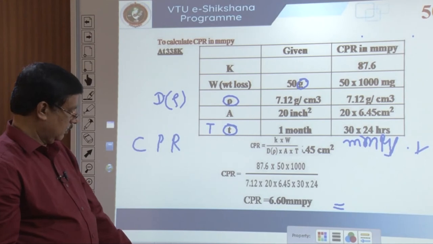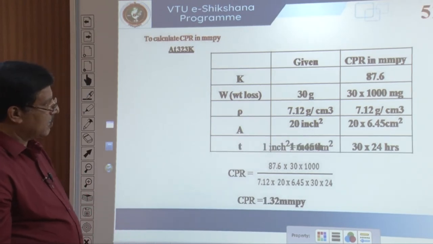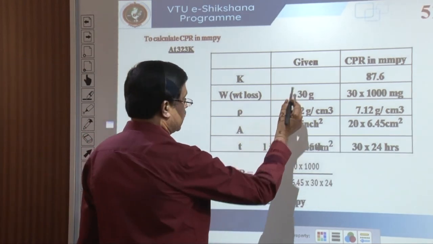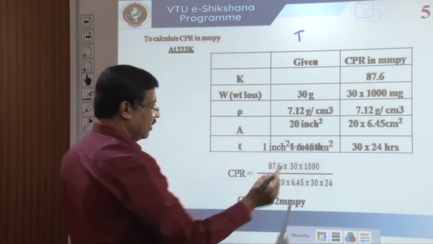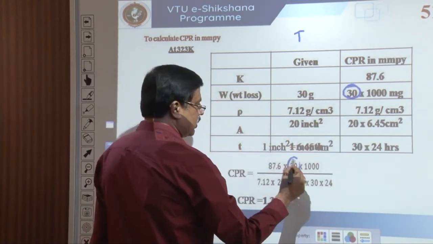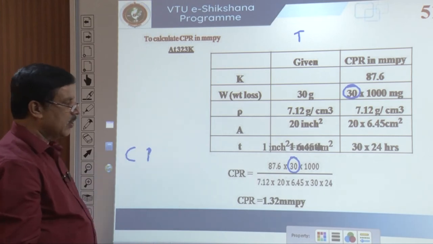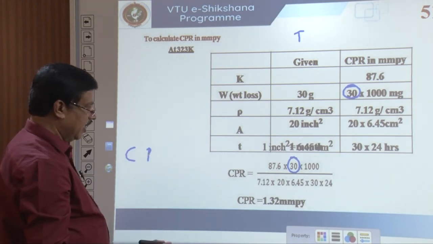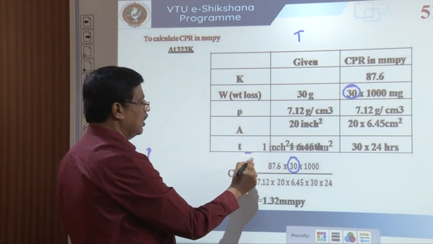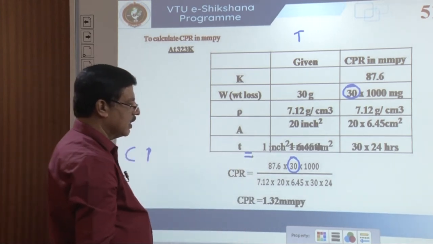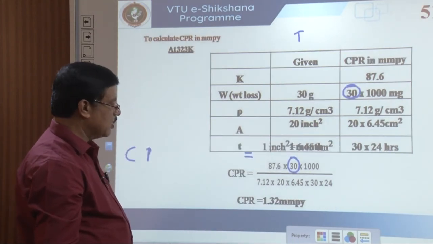Next is the lower temperature. Instead of 50, we now write 30. As I told you already, corrosion penetration rate is equal to K into W by D of rho A into T, then millimeter per year, only then you will get a mark. You won't get full marks if you don't write this; without it you can't do it. You have to substitute. Finally you will get 1.32 millimeter per year. See, earlier it was 6.60, now it is 1.32.